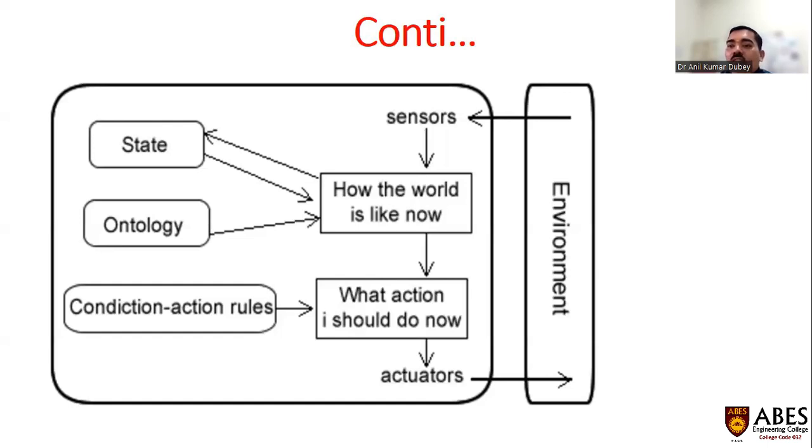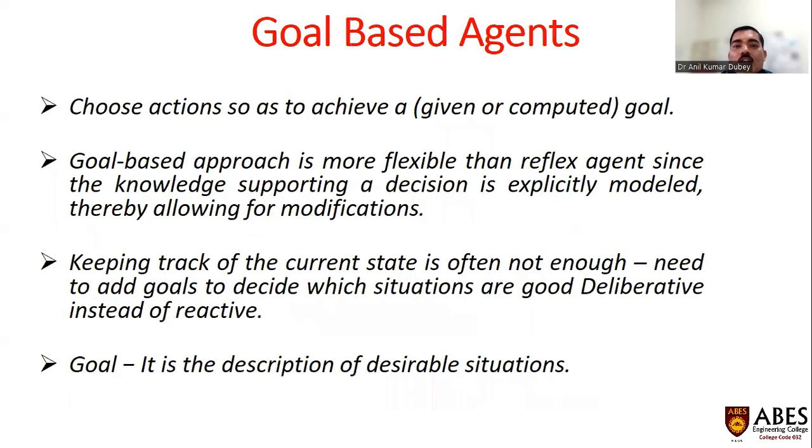They are applying which one is the best rule to solve the issues. And after that, effectors are visible to the environment. Now, the goal-based agent. The goal-based agent chooses actions so as to achieve a given or computed goal. The goal-based approach is more flexible than reflex agents, since the knowledge supporting a decision is explicitly modeled, thereby allowing for modification.